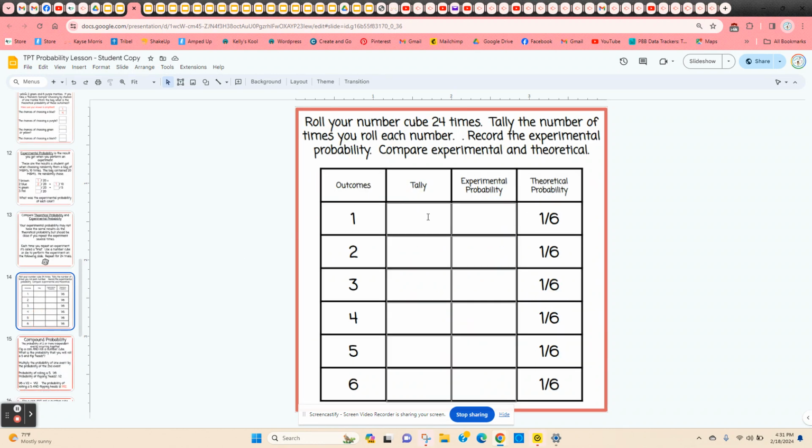And then here they're just going to tally. So they're going to roll that number cube 24 times, and they're going to tally the number of times they roll each number. We already have a theoretical probability of 1 out of 6 for every number, but we're going to find out what the experimental probability is. They're just going to make tally marks for how many times they roll each one of these numbers. And then they're going to type in the experimental probability. So this one would be 3 out of 24 or 1 out of 8, and so on.